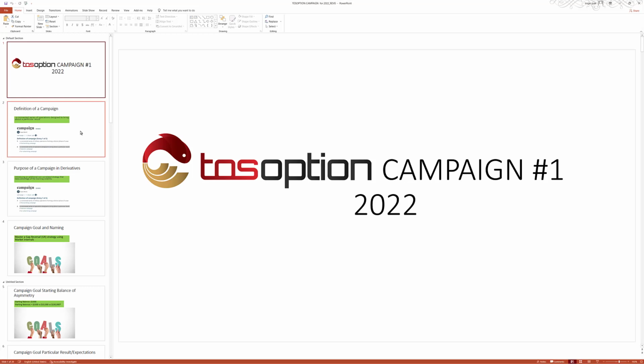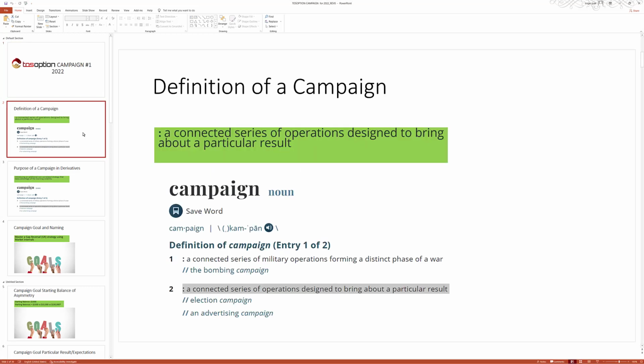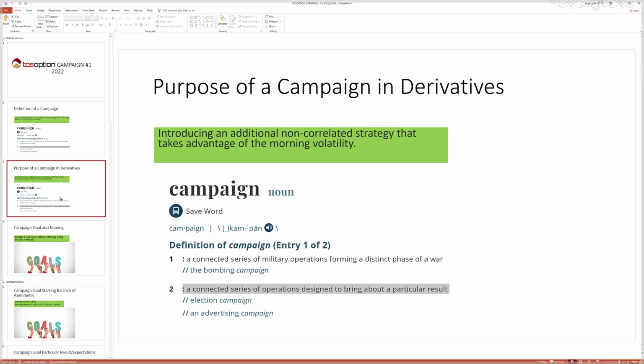It wasn't the best entry, but still generated 35%. So it's about win number 4. We start off with this campaign by first defining what the campaign really means, and it's basically just making sure that you have a set number of tasks before you execute, and then if you do that over and over again, you bring about a particular result. So that's what the campaign is.